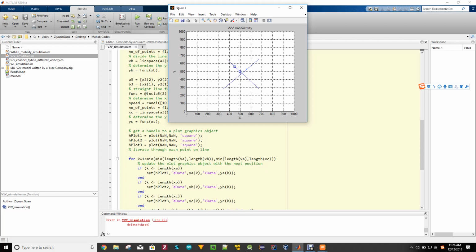So it means the V2V connectivity is actually a complicated situation. It's not just one vehicle connecting with other vehicles. Actually, it could happen separately, and also they could happen multiple at the same time.